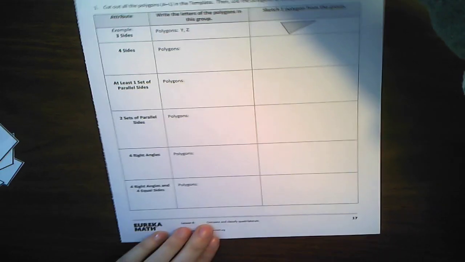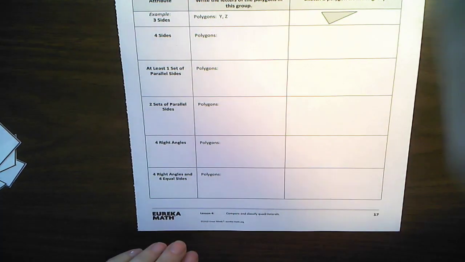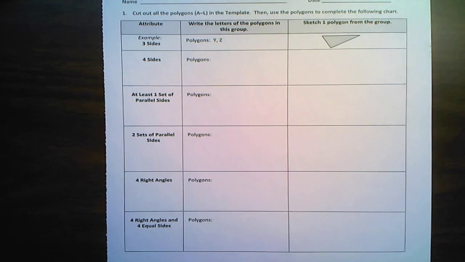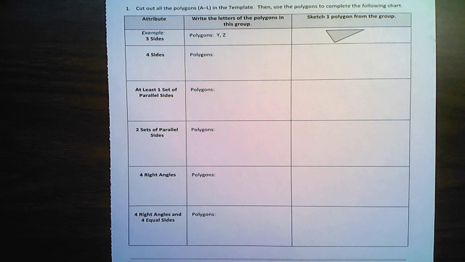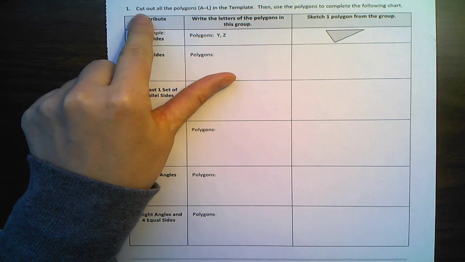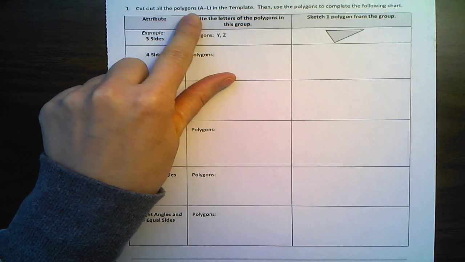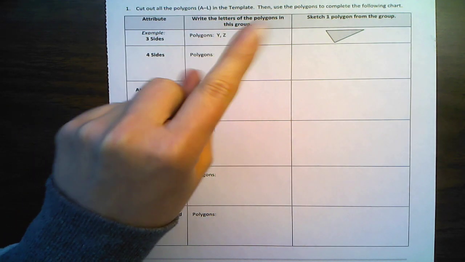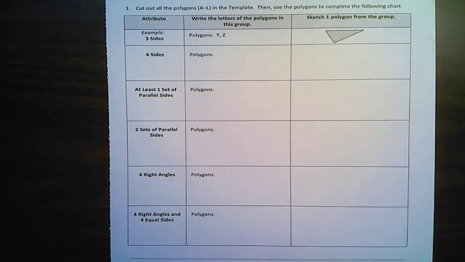So now that we have lesson 4, will you read the bottom with me? Please compare and classify quadrilaterals. Let's read number 1 first. Cut out all the polygons A through L in the template. Check. Then use the polygons to complete the following chart.